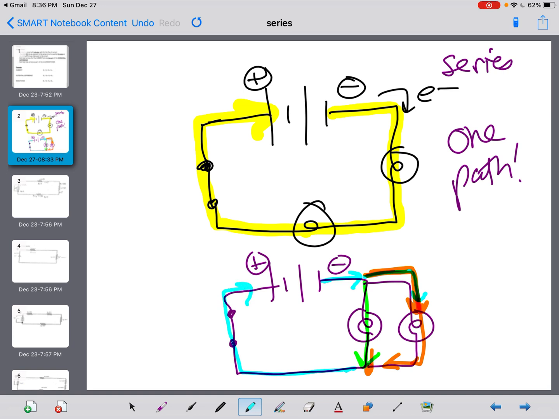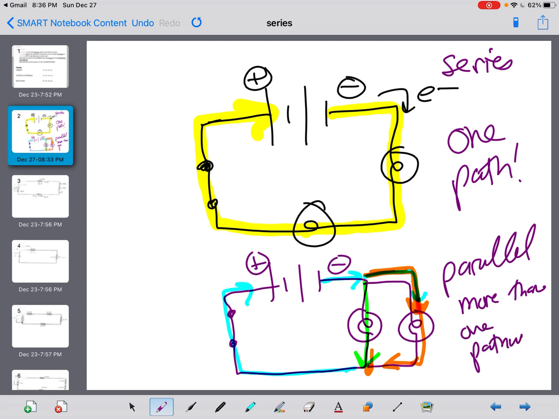So a parallel circuit is where you have more than one pathway. Okay, so as soon as you see there is a fork in the road where there is essentially options for the electrons to flow down one way or another, you know you have more than one path.